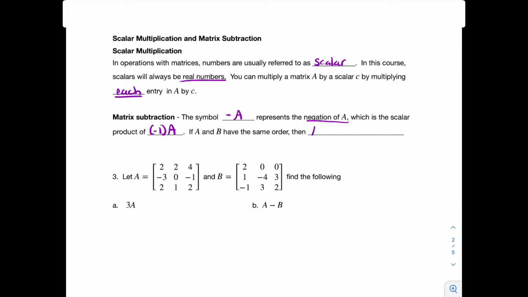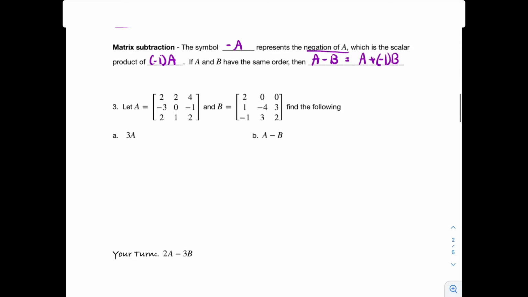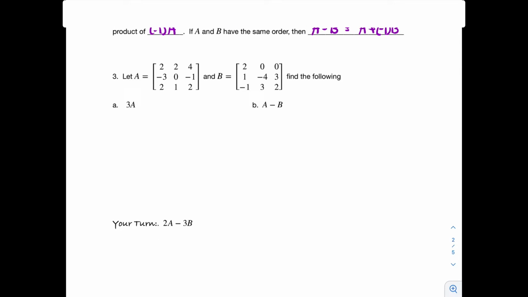So we considered that if we wanted to find A minus B, technically that's A plus -1 times B. But it ends up being the same thing, as it's just taking all the corresponding entries of matrix A minus all corresponding entries of matrix B. All right, so let's do our first scalar multiplication.